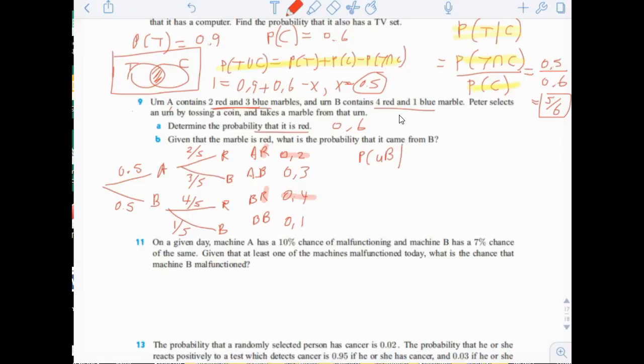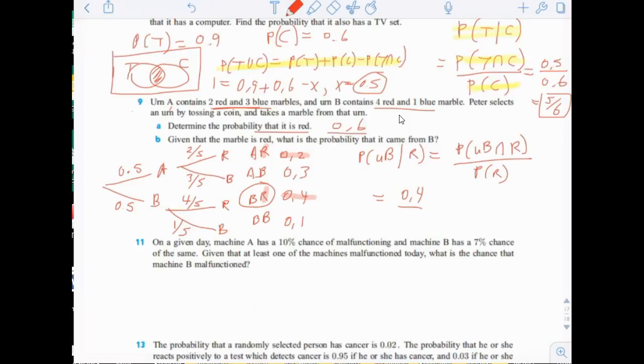Okay, so the way we figure that out is, it would be the probability of urn B intersect red divided by the probability of red. So the probability of urn B intersect red, where would that be? Urn B intersect red. That would be this one here, which is 0.4. What is the probability of just red? Well, we just figured that out in the first part, 0.6. So the answer is 2/3.